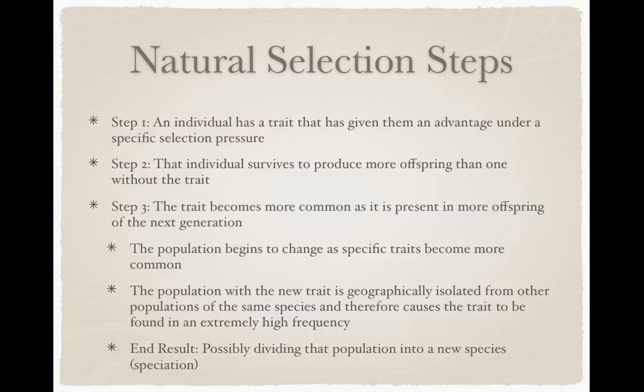Sometimes these traits arise because populations become geographically isolated, which means that there's some type of geographic boundary between a population. The end result is that this population can possibly turn into a new species, what we call speciation.